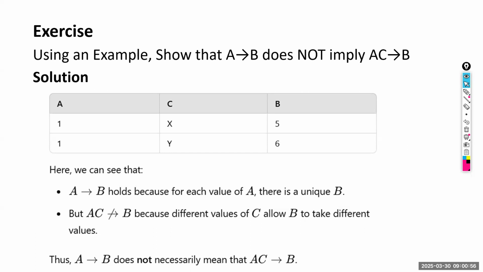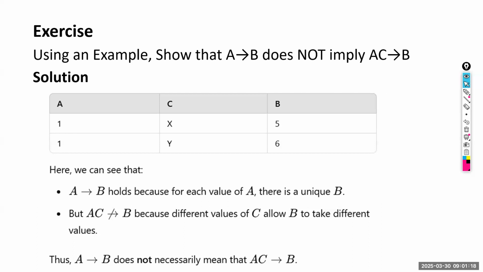So can you understand this slide? This is related to this: if A determines B, it doesn't imply that AC determines B. This is another wrong belief that some people have. When we say A determines B, they think that means AC determines B.